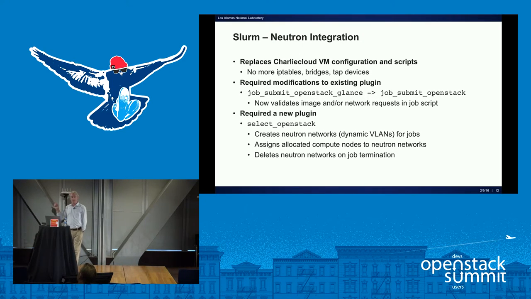This required modifications to an existing plugin. I wrote job_submit_openstack_glance back in the spring, and that was for the image management portion of this. It's now been renamed job_submit_openstack because we're validating not only image requests, but network requests that the users can make. So if the user wants that database on his network, he's gonna have to request it somehow. We're gonna validate that in the job submit plugin. And then it required a new plugin, select_openstack. And this is what actually interfaces with Neutron to create networks, create subnets, does the Nova boot part, deletes everything when the job terminates, and takes the cluster back to a known state.